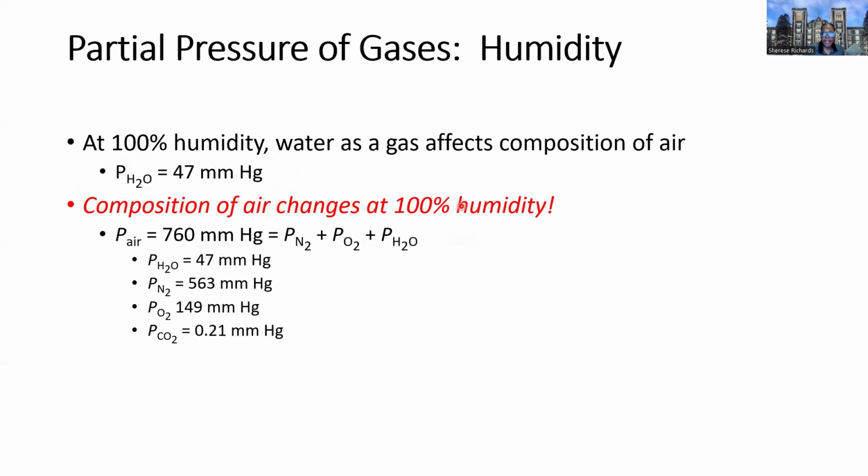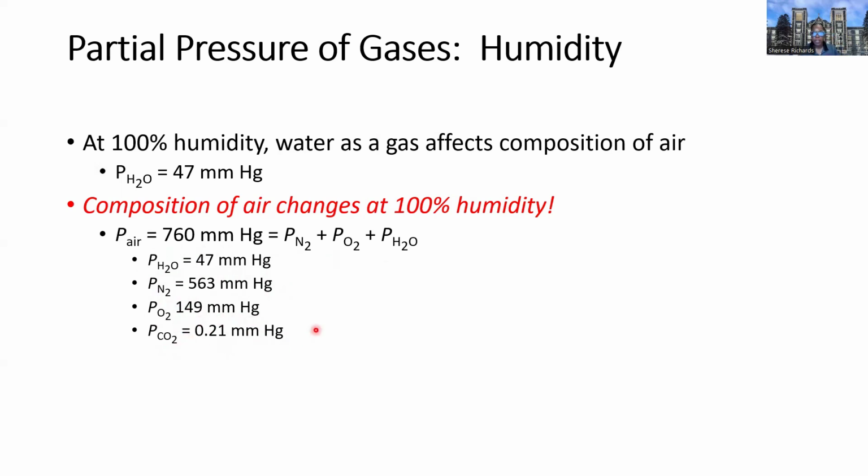So looking at the composition of air, now that it is humidified, again, it's 760 millimeters of mercury combined. How do we break that out? What is the breakdown of that 760 millimeters of mercury? So that's going to be water, which is 47 millimeters of mercury, plus partial pressure of nitrogen, about 563 millimeters of mercury, plus the partial pressure of oxygen, 149, and then the partial pressure of CO2 at about 0.21 millimeters of mercury.